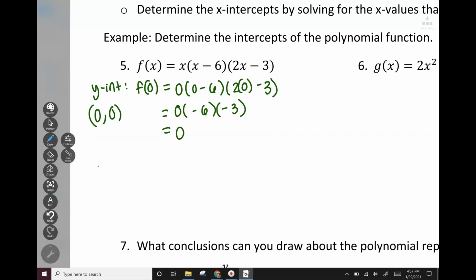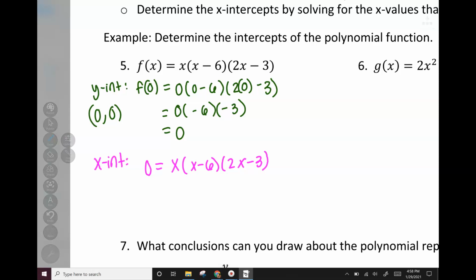So for x-intercepts, you're plugging in 0 for the y value, or setting your function equal to 0. So 0 equals x times (x minus 6) times (2x minus 3). Now, hopefully we remember back from when we solved quadratics by factoring that if you have this situation, you can set each factor equal to 0 and solve for x.